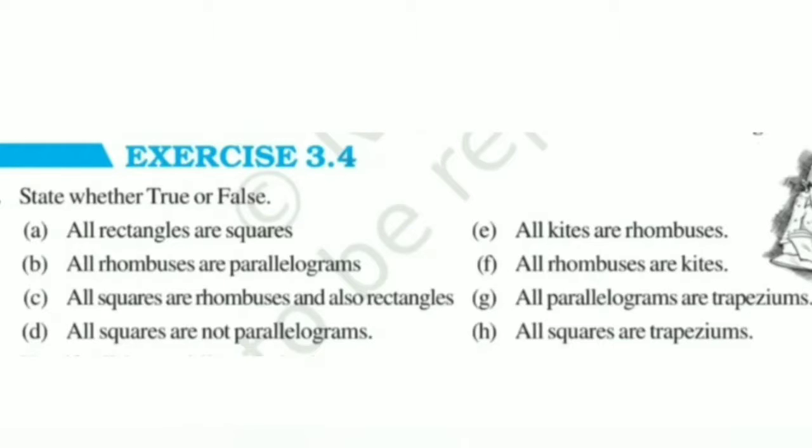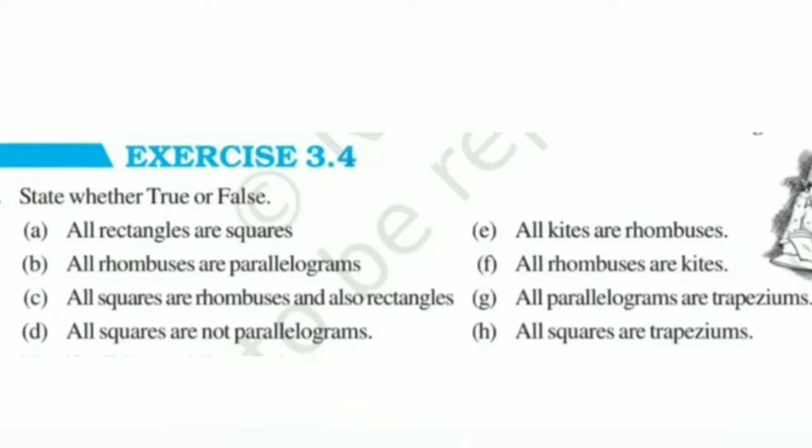Second one, all rhombuses are parallelograms. Yes, it is true. Opposite sides of a rhombus are equal and parallel to each other. Number C, all squares are rhombuses and also rectangles. So this is also true. All squares are rhombuses, as all sides of a square are of equal length. All squares are also rectangles, as each internal angle measures 90 degrees.